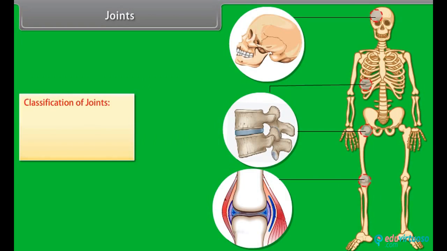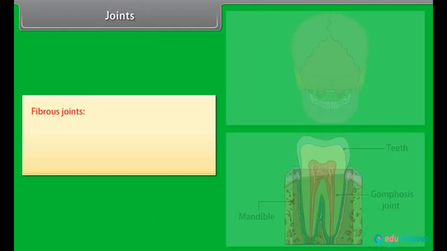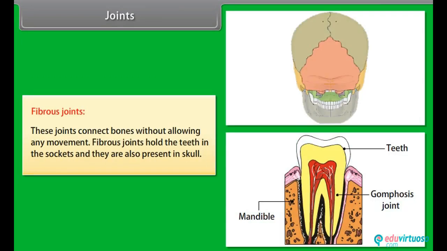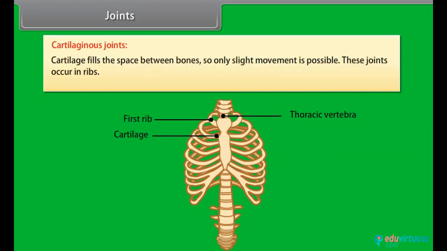Classification of joints: fibrous joints, cartilaginous joints, and synovial joints. Fibrous joints. These joints connect bones without allowing any movement. Fibrous joints hold the teeth in the sockets, and they are also present in the skull. Cartilaginous joints. Cartilage fills the space between bones, so only slight movement is possible. These joints occur in ribs.